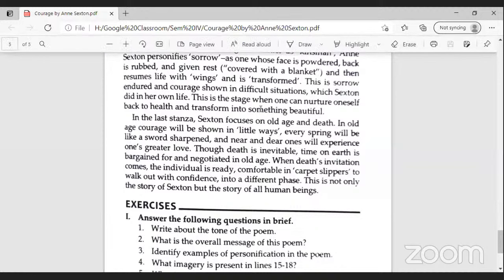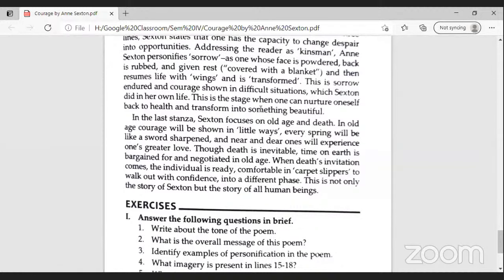Okay, thank you, Miss Achal, for the brilliant summary of the poem. Yes. Is there anyone else who is ready with the summary of the poem? Yes.